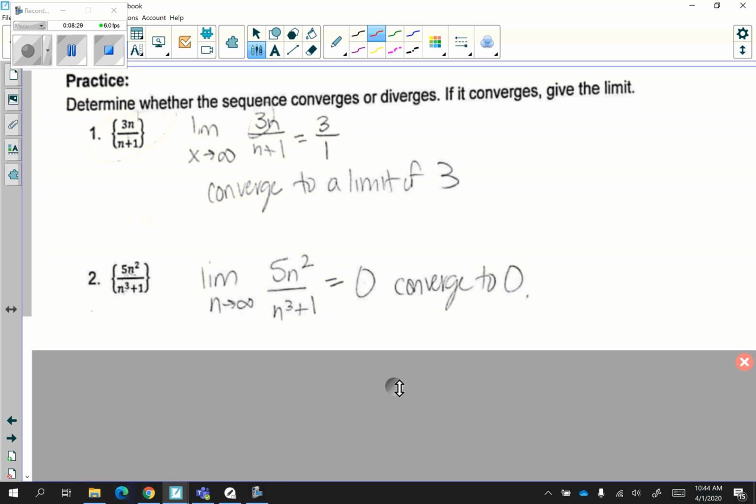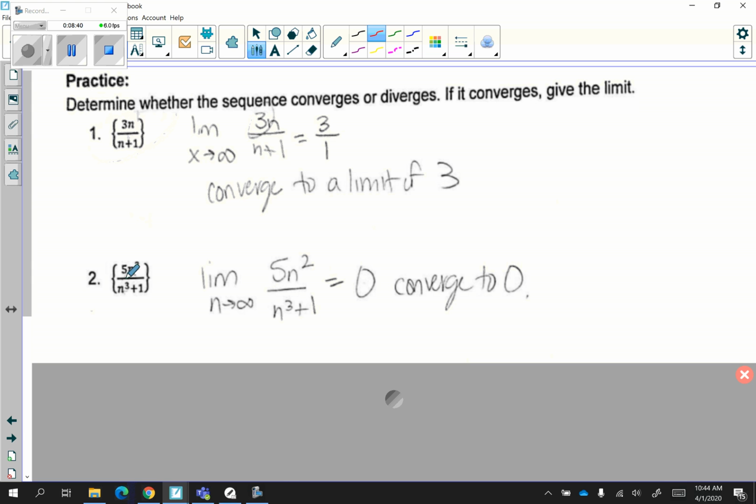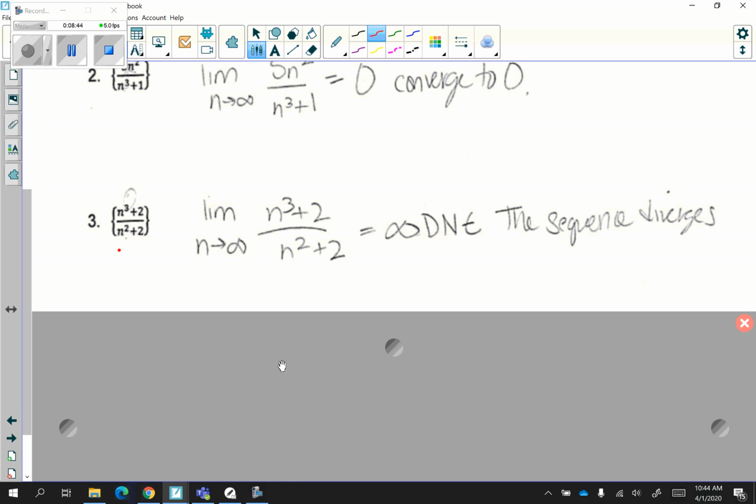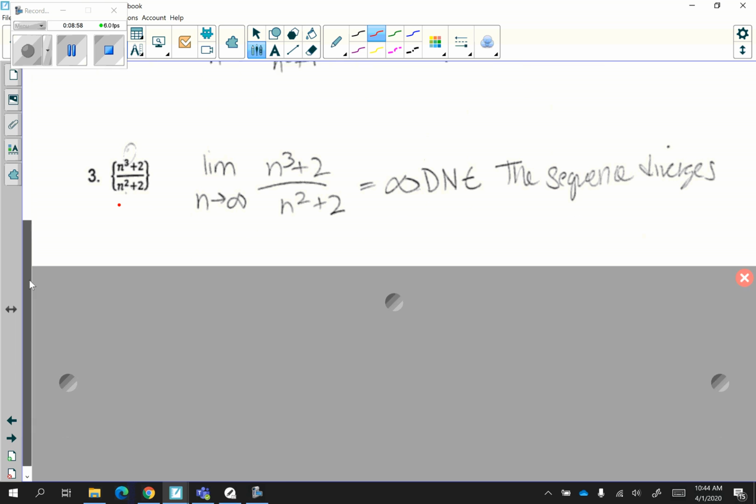Let's look at number 2. The limit as n approaches infinity of 5n squared over n cubed plus 1. It is bottom heavy, so therefore it converges to 0. Number 3, the limit as n approaches infinity of n cubed plus 2 over n squared plus 2. It's top heavy, so therefore it approaches infinity. If it approaches infinity, the limit does not exist, so therefore the sequence diverges.